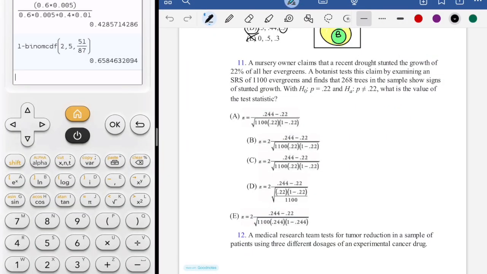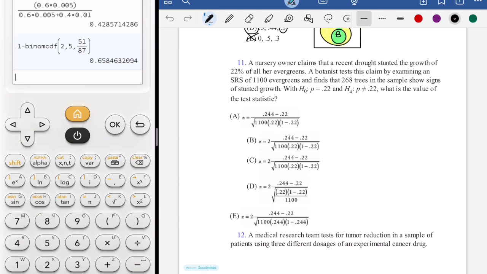All right, so for number 11, it says the nursery owner claims that a recent drought stunted the growth of 22% of all her evergreens. The botanist tests this claim by examining a simple random sample of 1,100 evergreens, and finds that 268 trees in the sample show signs of stunted growth, with the null hypothesis P of 0.22, alternate P not equal. What's the value of the test statistic?